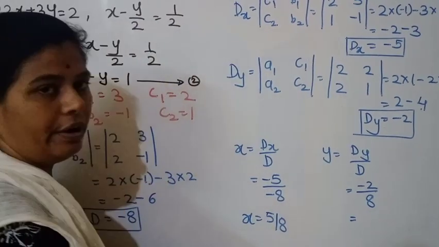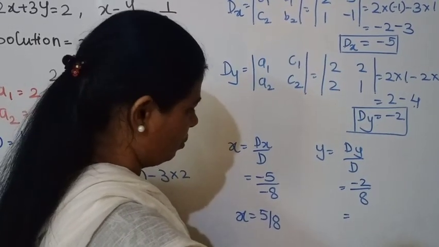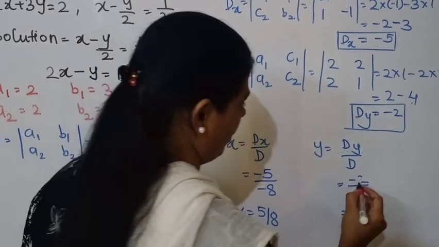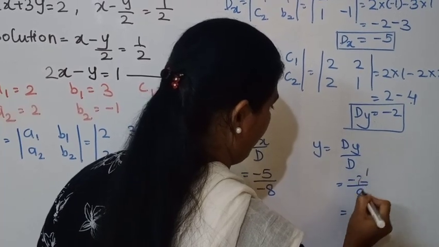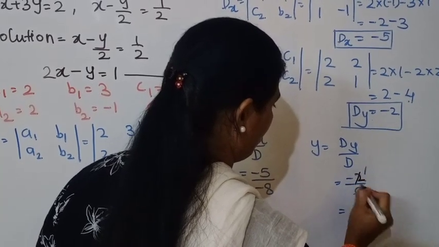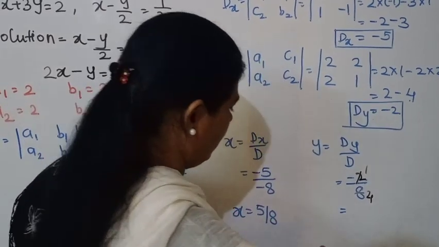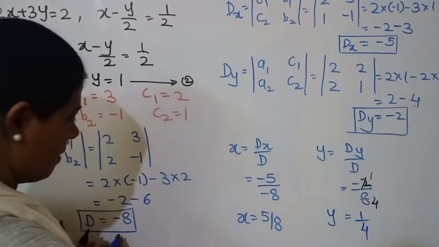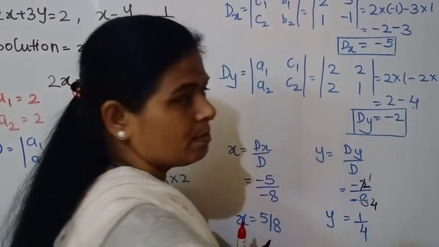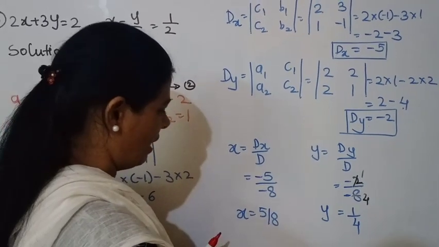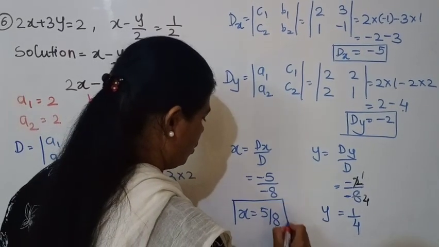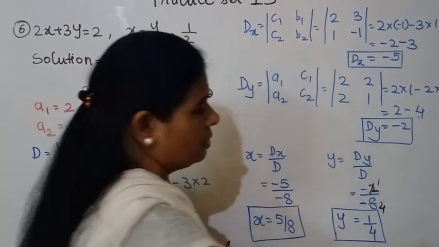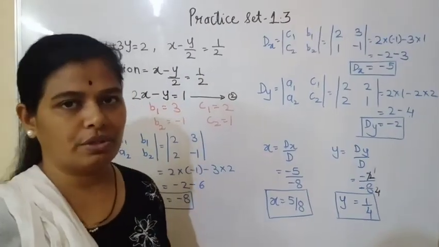Now we can reduce it. We can divide and convert into the reduced form. So 2 ones are 2 and 2 fours are 8. So the value of y will be 1 upon 4. Why? Because the value of d is minus 8, so the minus minus sign will get cancelled and you will get the value of y as 1 upon 4. So x equal to 5 upon 8 and y equal to 1 upon 4. This is the solution of the given equations.